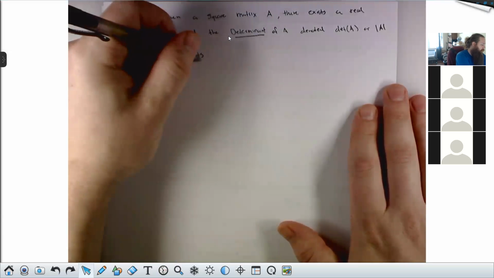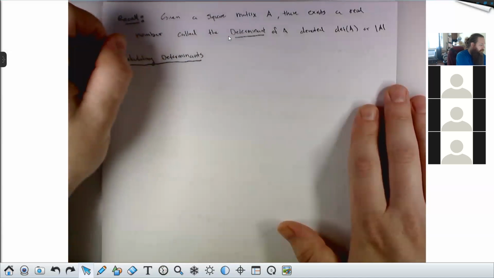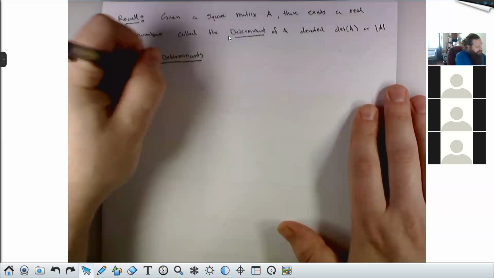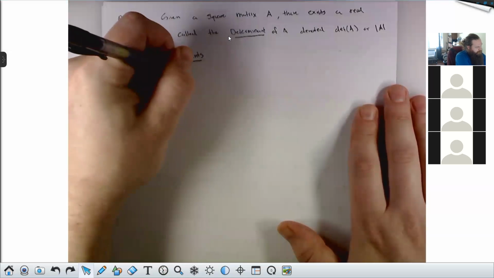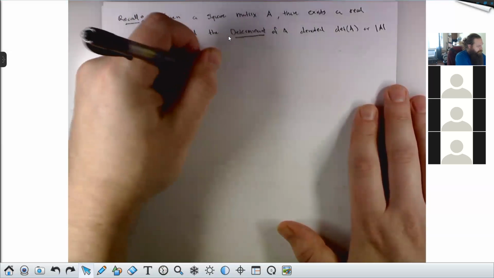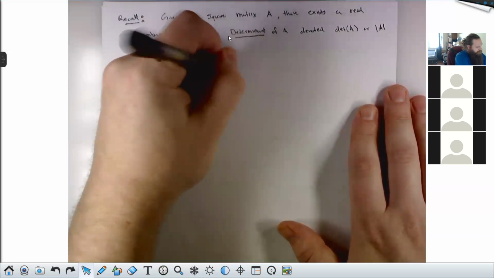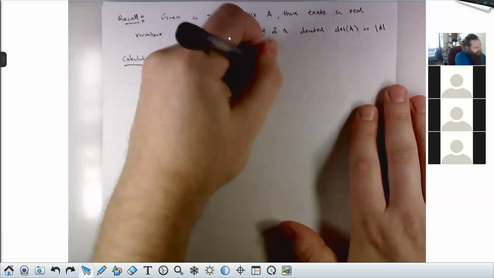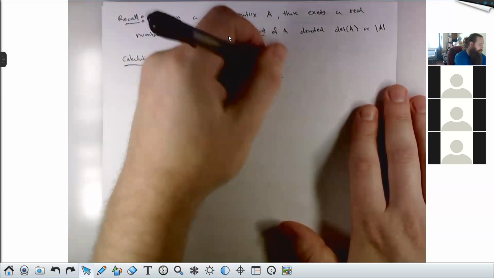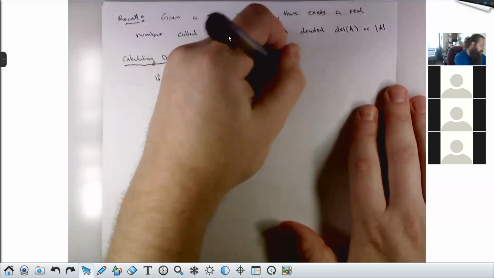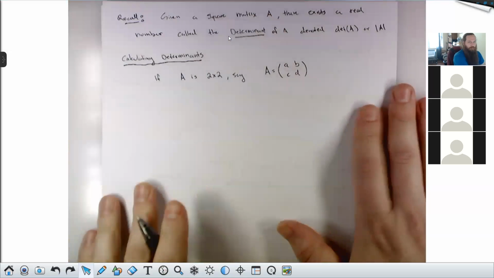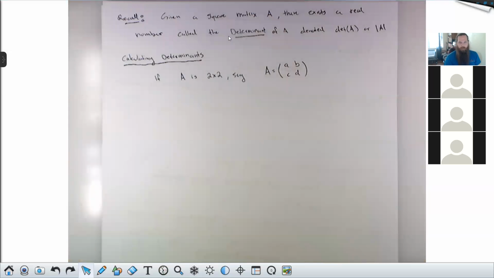Is generally a pain in the ass. If A is a 2 by 2, say A equals the matrix A, B, C, D. And I use big parens for my matrices rather than the square brackets. Either one, again, totally fine. This is just the notation I like.